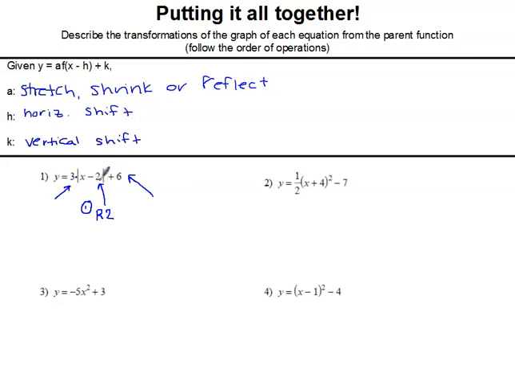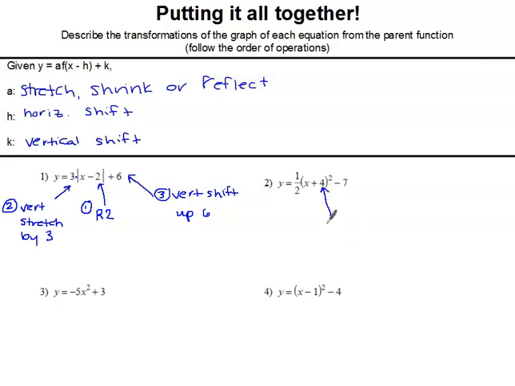After grouping symbols, we do exponents, but there are none. Multiplication and division. So this 3 is the next number that I work with. The second transformation that we apply is the 3, which would be a vertical stretch by 3. And then the very last thing we do is we deal with that plus 6, which is a vertical shift up 6.